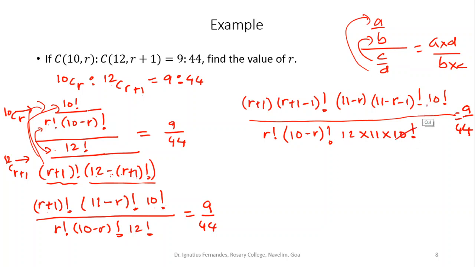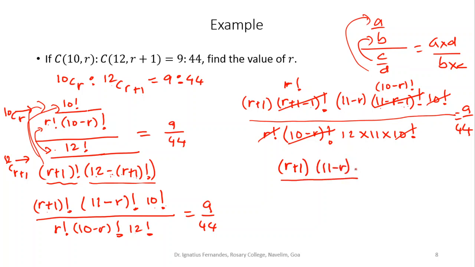So this 10 factorial will cancel. Now this R plus 1 minus 1 is 0. So I have R factorial here basically, and this R factorial will cancel with this R factorial. The same way, I have 11 minus R minus 1. 11 minus 1 is 10. So basically I have 10 minus R factorial here, which will cancel with this 10 minus R factorial. So the terms that will remain are R plus 1 into 11 minus R divided by 12 into 11, which is equal to 9 upon 44.